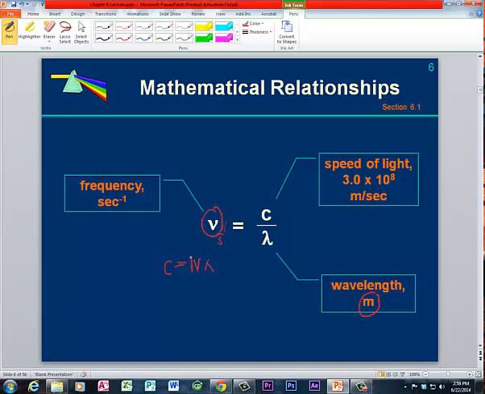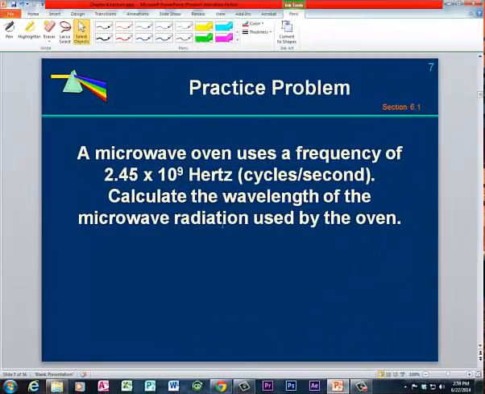As the frequency gets higher, the wavelength gets lower, and vice versa. If we were to do that the other way, as the wavelength gets longer, the frequency gets lower. So we have this inversely proportional relationship between frequency and wavelength, and you need to have this equation committed to memory. You will be expected to solve problems like this.